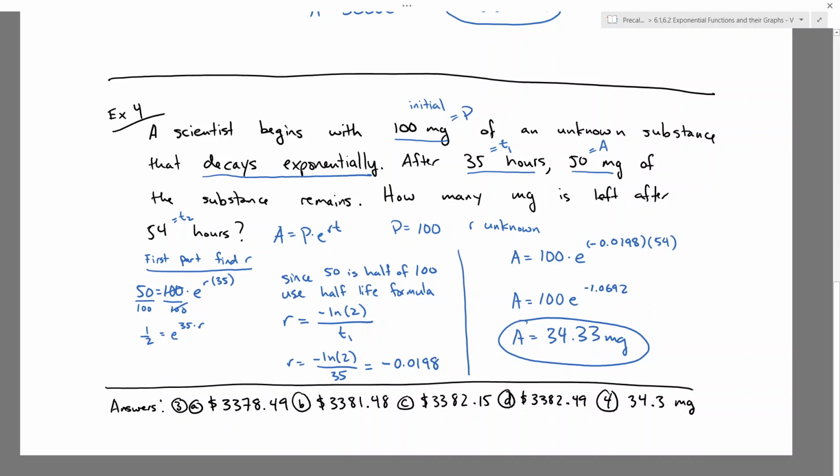Okay, so here again we can use the half-life formula to calculate r to make things a little bit easier instead of working with the equation here.